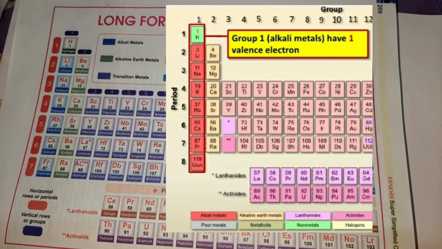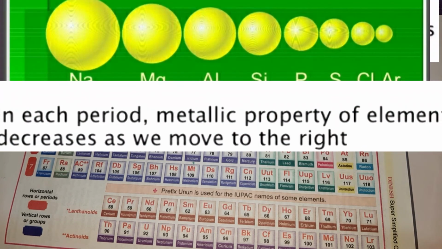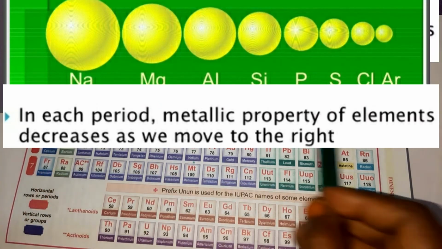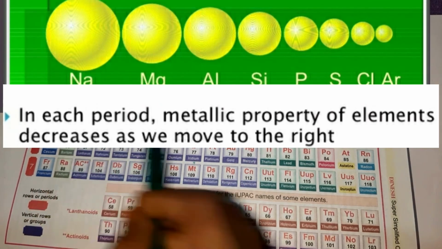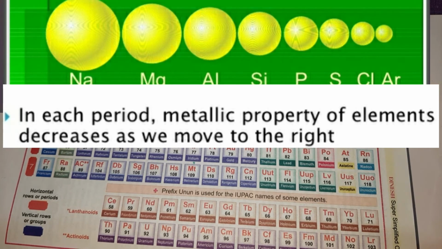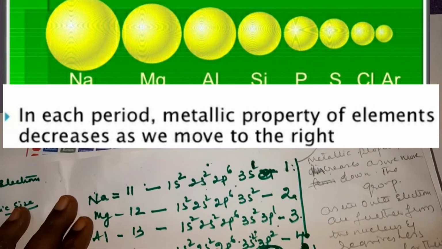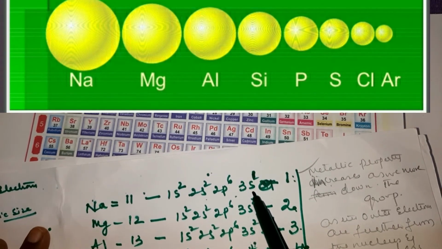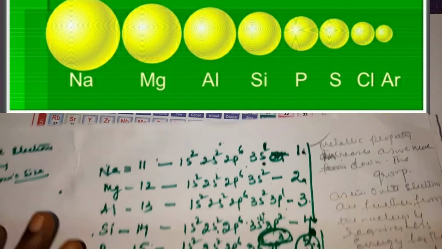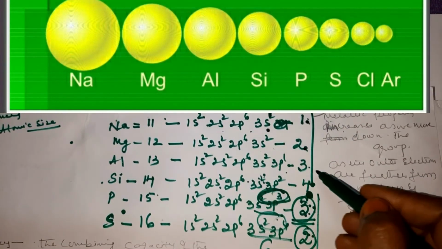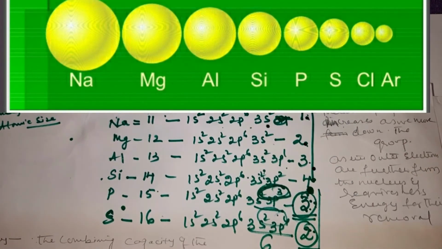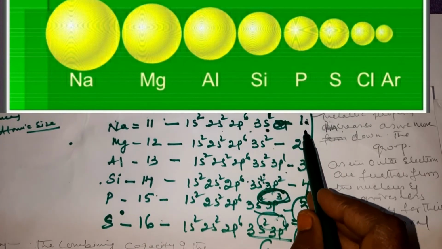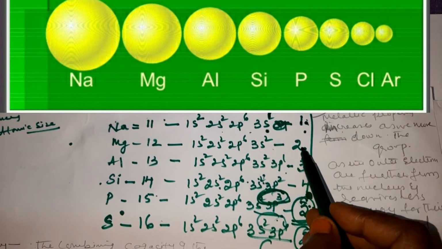The metallic property of an element decreases as we move from left to right, because the atomic size gradually decreases. For example, take sodium, children. Sodium, atomic number 11, has 1 electron in the outermost shell. Magnesium has 2 electrons in the outermost shell. Aluminum has 3 electrons in the outermost shell.